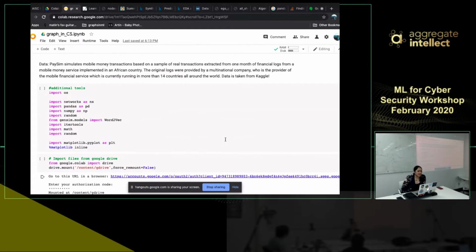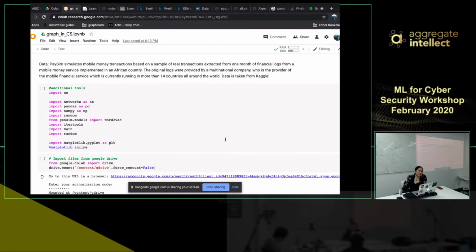It's called PaySim, and it simulates mobile money transactions based on real transactions, on a system implemented in an African country. They said they have some sort of fraud detection in the data. We will see there is flagged fraud in the data, and there is confirmed fraud from, I think, the call centers.